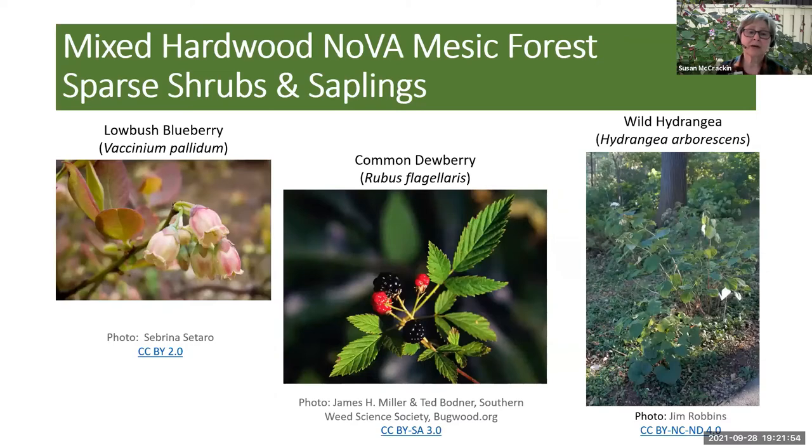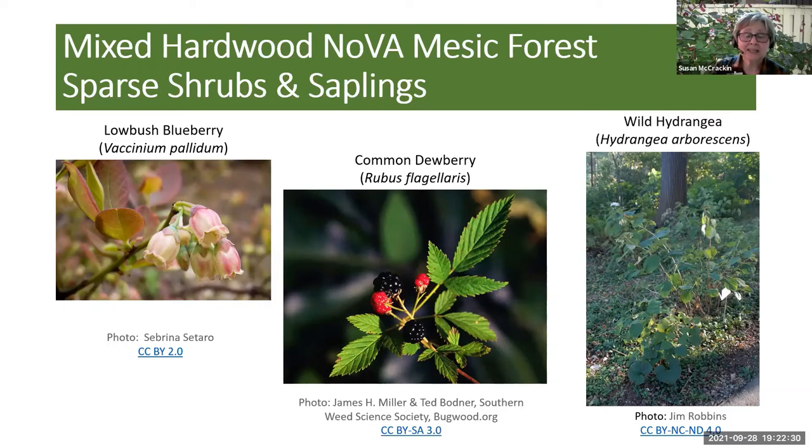So now we're going to talk about the lower growing shrubs of the Mesic forest, sparse shrubs of the Mesic forest. And these are the low bush blueberry, the common dewberry, and the wild hydrangea. So we start with the low bush blueberry. This plant really only grows about 2 to 3 feet tall and 2 to 3 feet wide. One important note about this plant is that it easily hybridizes with other blueberry plants, so that the leaves, the flower, and the fruit may actually vary in size and shape.